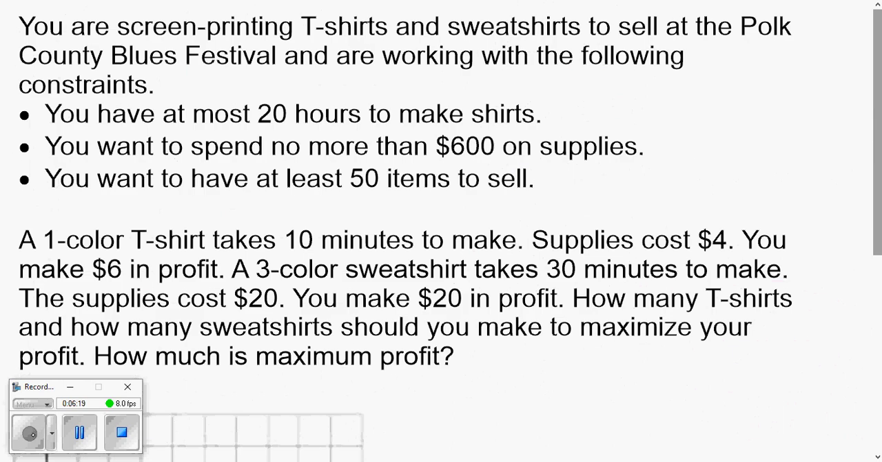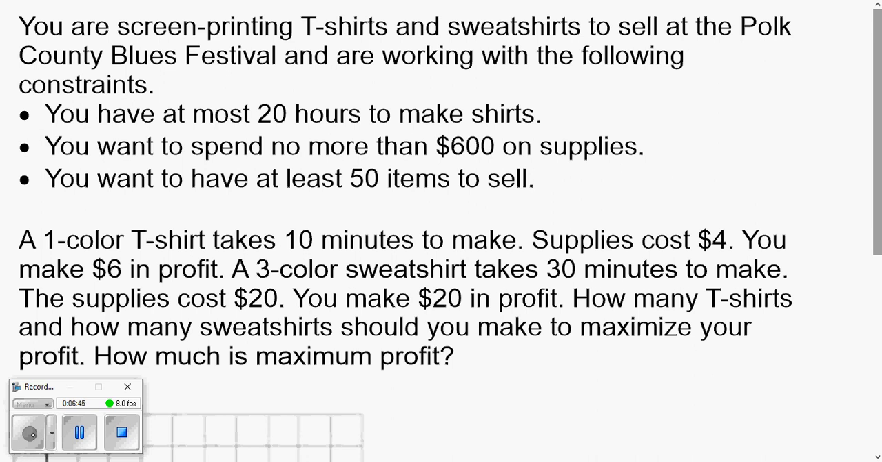Okay, I'll do the last one with you as well. We'll skip the You Try Its for today because this lesson is a little bit more difficult. We're screen printing t-shirts and sweatshirts to sell at the Polk County Blues Festival and are working with the following constraints. You have at most 20 hours to make shirts. You want to spend no more than $600 on supplies, and you want to have at least 50 items to sell. A one-color t-shirt takes 10 minutes to make.